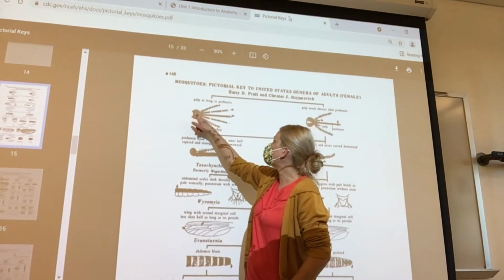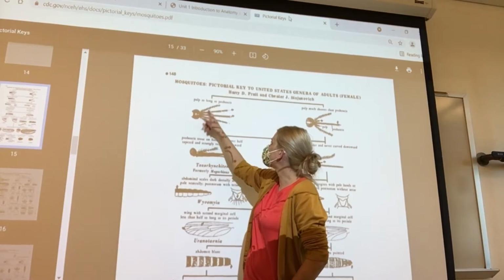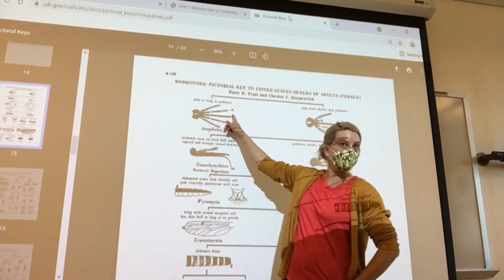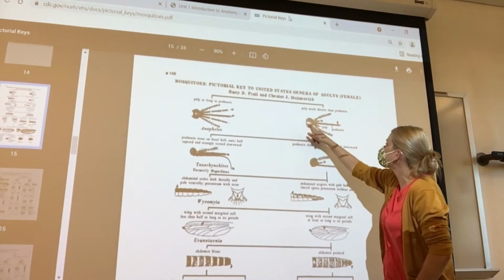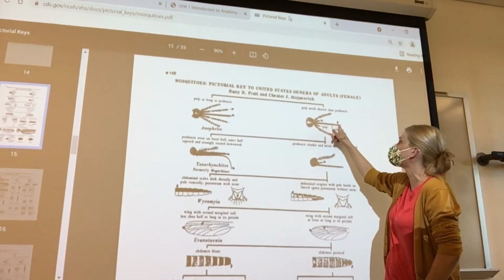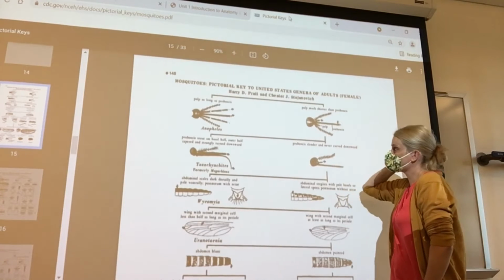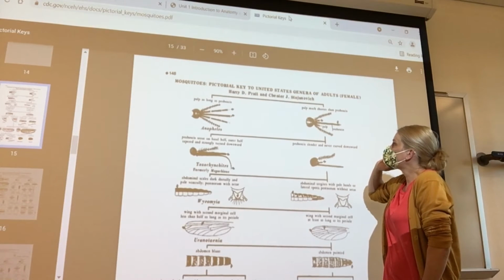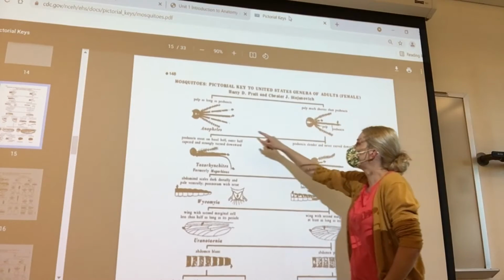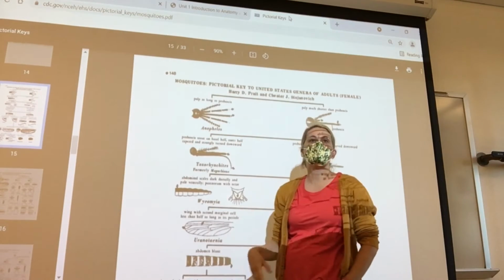Here's a mosquito head, and it has some antenna, and here's the stinger. Oh, there it is. So here's the head, here's a couple antennas, here's the stinger. We call it the proboscis. But then it has these little extras right here. Those are called palps.